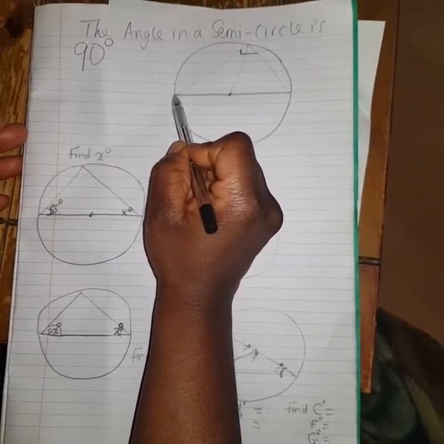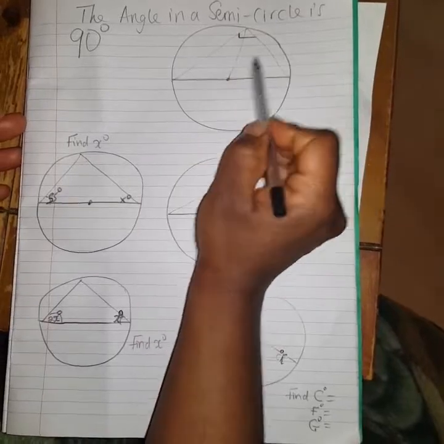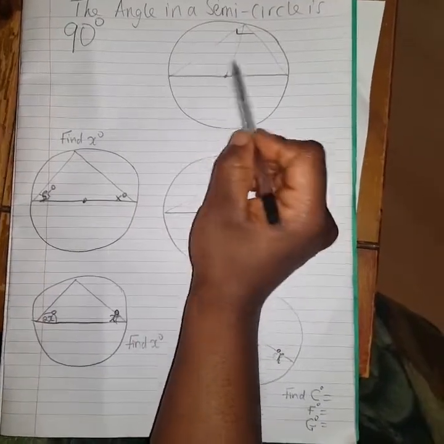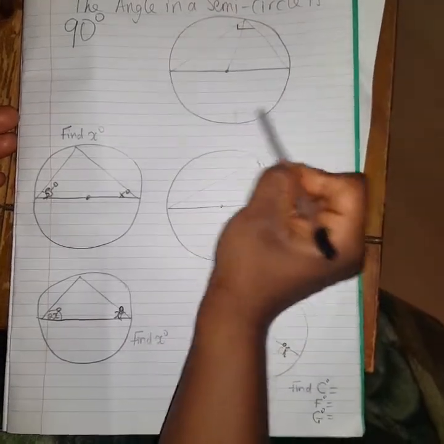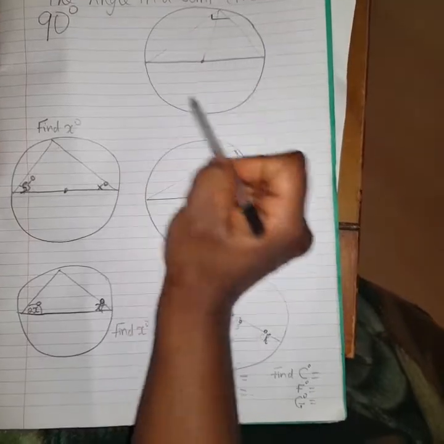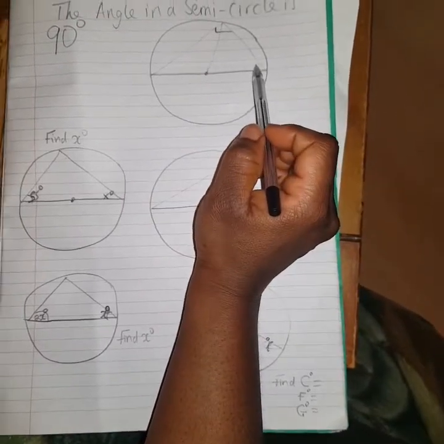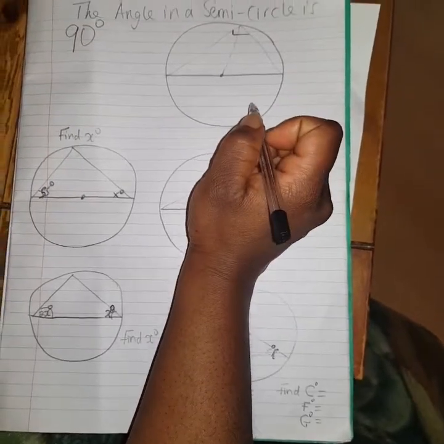Now, when you have a diameter which cuts across the middle of your circle, it becomes a semicircle on one part and the other part is also a semicircle. So this is a semicircle, that's a semicircle, which means half of the circle. My diagram might not be accurately drawn, but please understand that it's a freehand drawing.